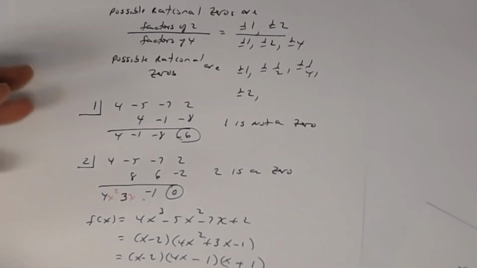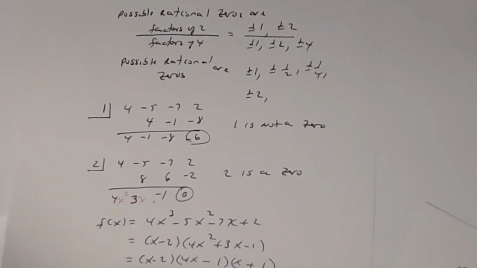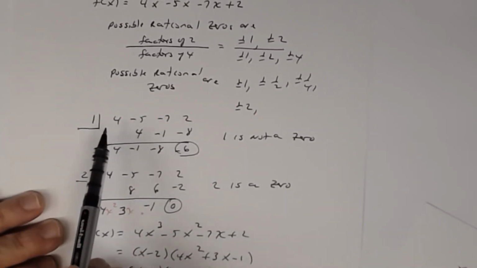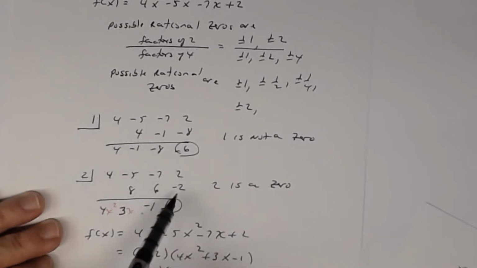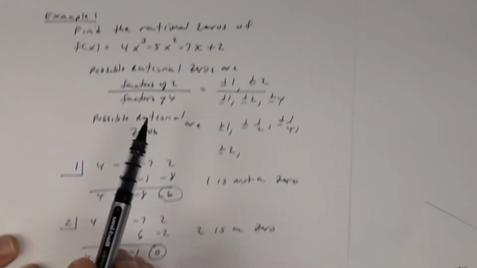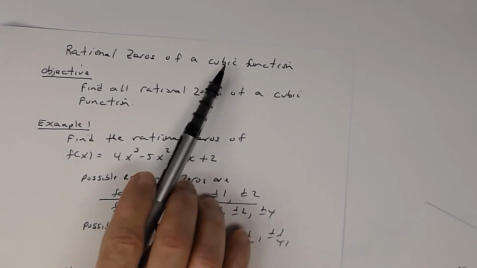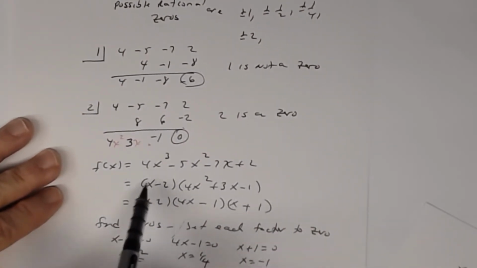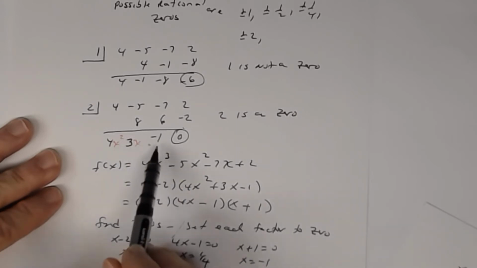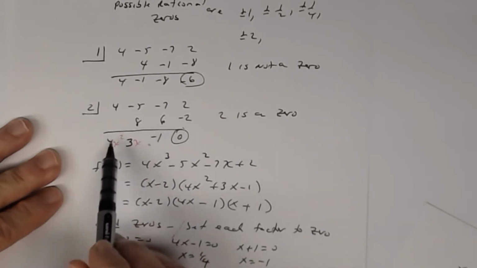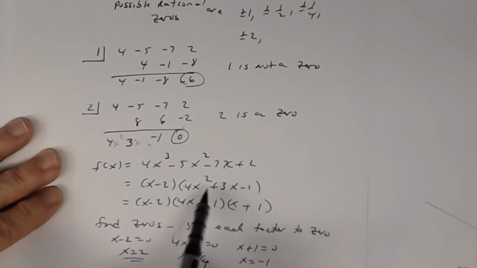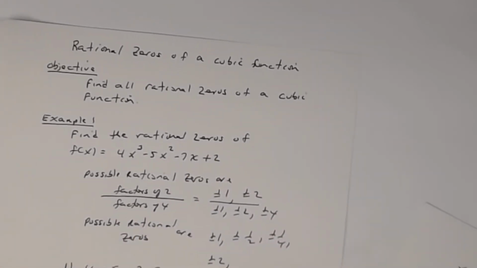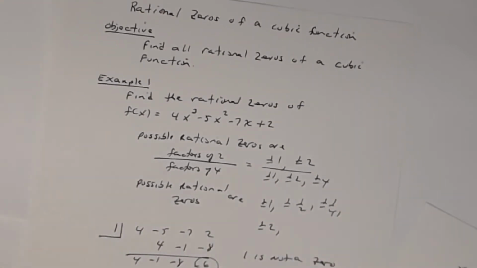The more problems you do with this, the easier it becomes. The only tricky part is finding that first one that works. So once you find the one that works, remember we're dealing with cubic. Once you find one that works, then you rewrite it as that linear factor times the quadratic. So your quotient is going to be quadratic, because we're only focusing on cubic functions in this lesson. Okay? All right, so let's look at another problem.